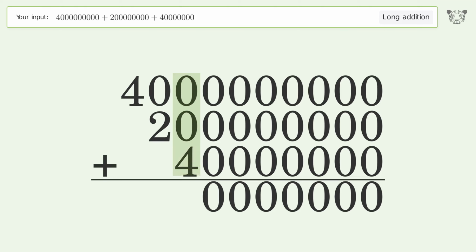0 plus 0 plus 4, equals 4. 0 plus 2, equals 2. Write 4 in the billions place. And so the final result is 4,240,000,000.